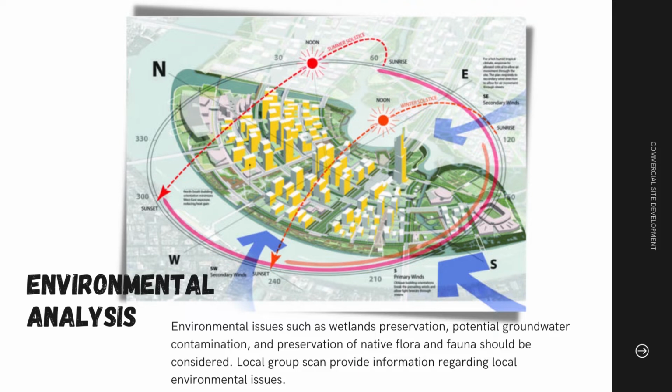Environmental analysis. Environmental issues such as wetlands preservation, potential groundwater contamination, and preservation of native flora and fauna should be considered. Local groups can provide information regarding local environmental issues. So in environmental analysis, the architect gathers information about the project site and surroundings to use in design as well as schematic design, design development, and the construction documents. Next slide.